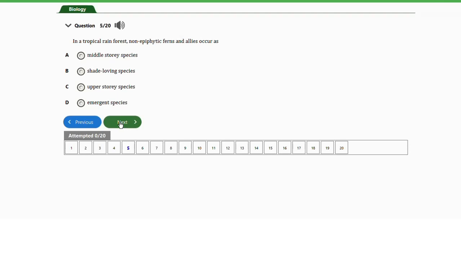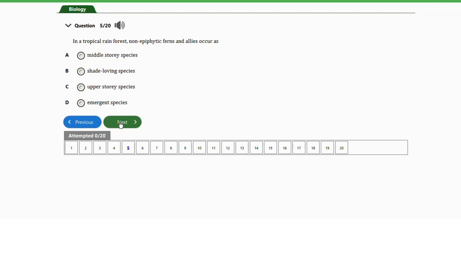Let's look at the next question, and that's question number 5. It says, in a tropical rainforest, non-epiphytic ferns and allies occur as A, middle story species, B, shade-loving species, C, upper story species, and D, emergent species.